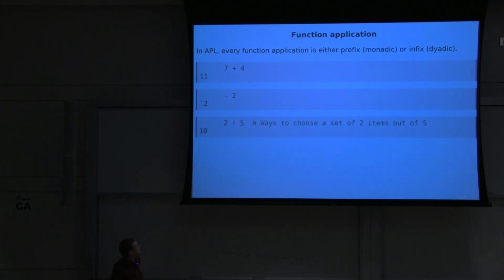Here's a more interesting dyadic function. This is the combination function from mathematics, which is written with parentheses and two numbers over top of each other. It's very related to the factorial, so we use the exclamation mark for it. This is the number of ways to choose 2 things out of 5. There are 5 ways to choose the first and 4 to choose the second, except then reordering them, you have to divide by 2.